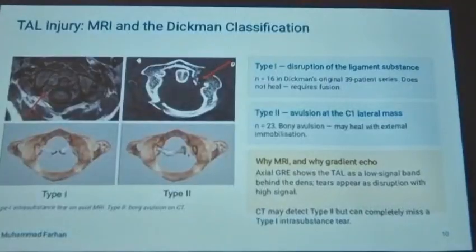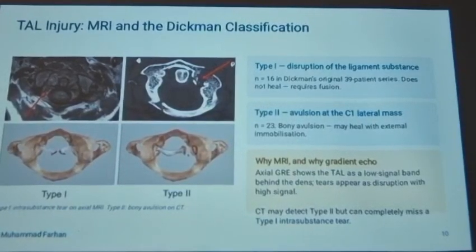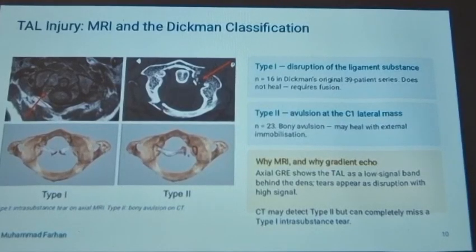So when there is disruption of the transverse atlantal ligament, there may be destabilization of the C1, C2, and we may need to fix that. Dickman classified the transverse atlantal ligament injury into type 1 and type 2. Type 1 is disruption of the ligament substance, or a tear in the ligament. But in type 2, the transverse atlantal ligament avulses from the bony attachment.